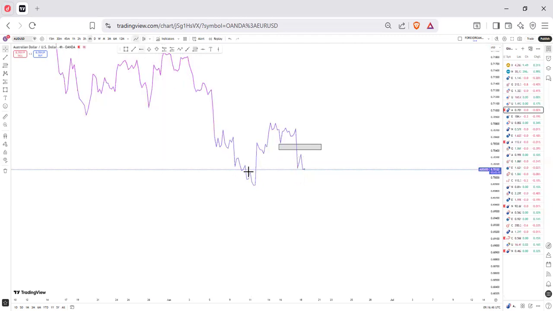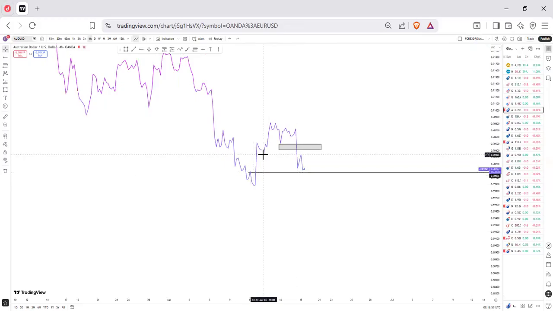Here, this is your resistance that was broken. This is what I call minor support and resistance. So this is your minor support and resistance. The resistance was broken, it was never tested. Here you also have a support based on the line chart. This is your support, it was broken, it was never tested.